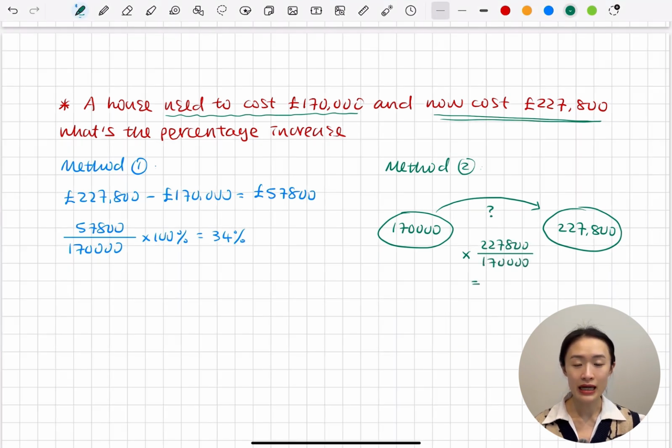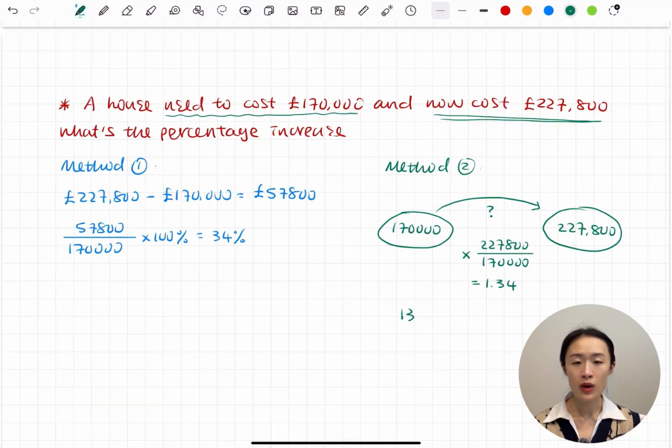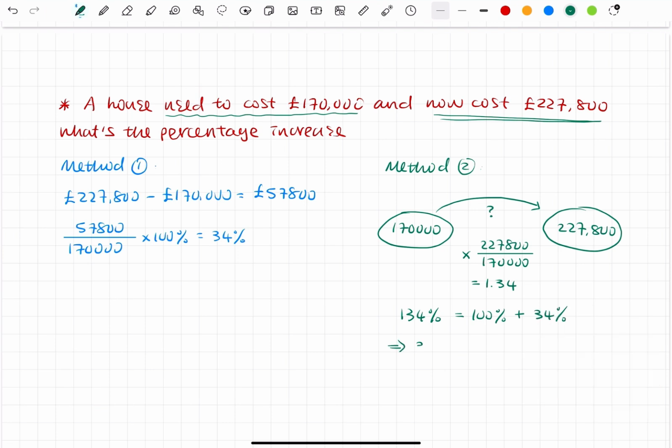And by simplifying that, we will get 1.34. Now 1.34 is 134%. That is 100% add 34%. So that's a 34% increase. And both methods will give us the same answer.